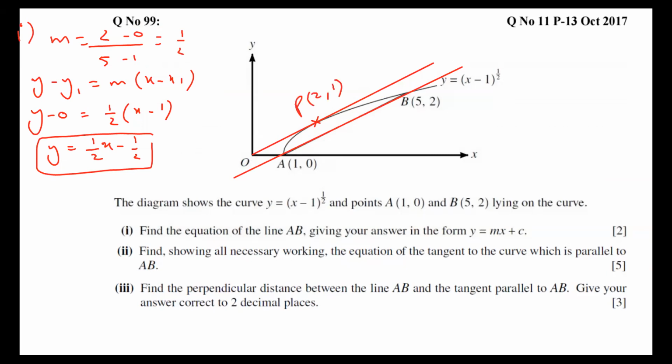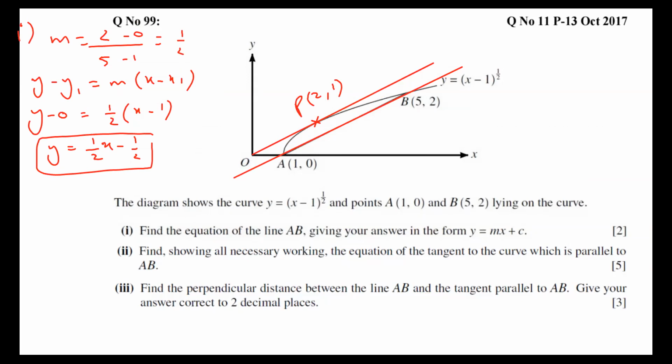Okay. So at this point we have already done the earlier part. And what is the plan? Read the question: find the perpendicular distance between the line AB and the tangent parallel to AB. So it means we need to find the distance between the line AB and the tangent.